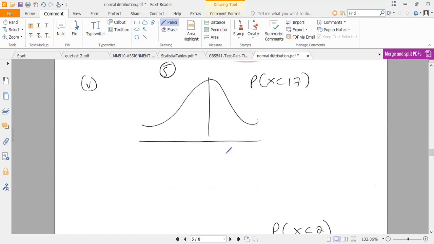Ladies, X is less than 17. How do we illustrate this? Step 1, illustrate. Our mean is here. Our standard deviation is here. Let's identify the 17. Where's the 17 going to be? On the right hand side, because it's greater than 10, and we put our divider here. Where are we going to shade?